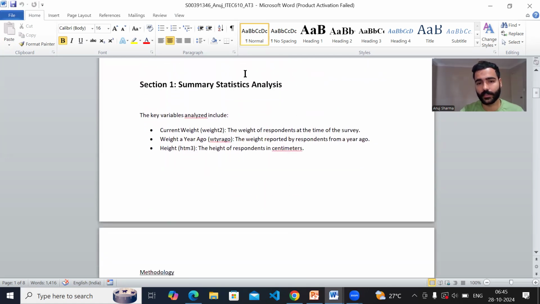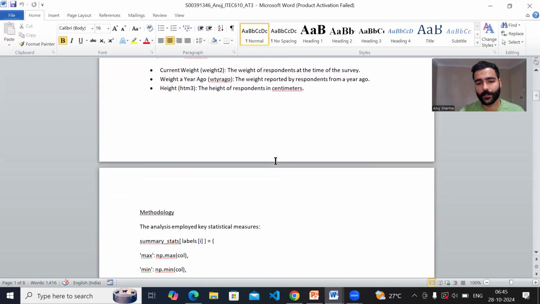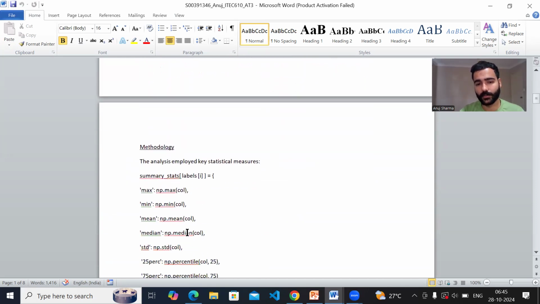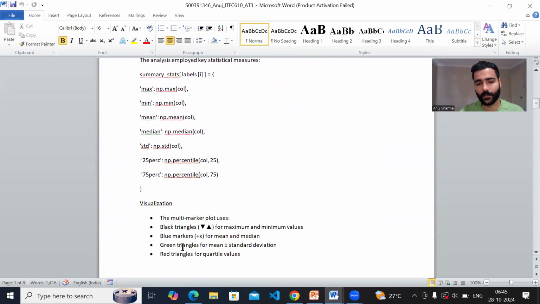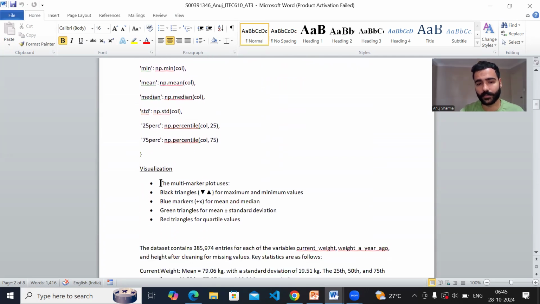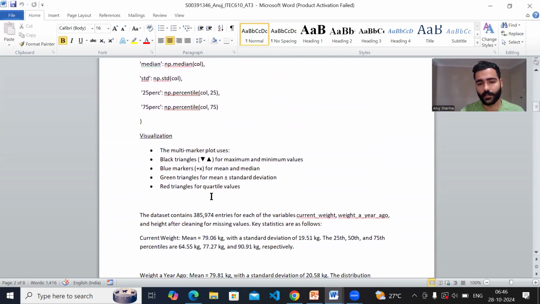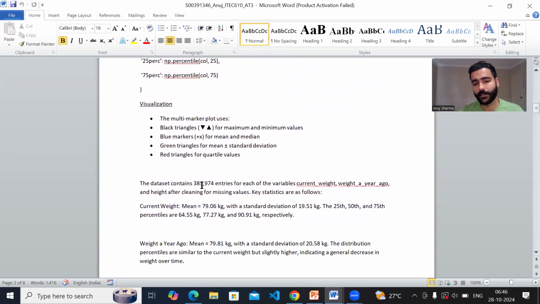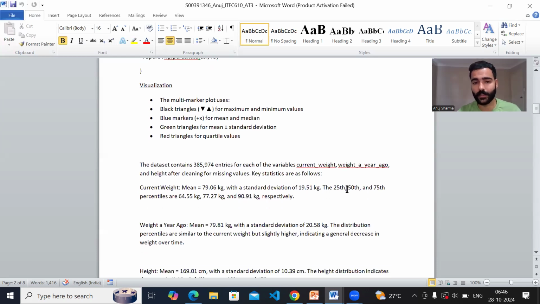Section 1, summary statistical analysis. The key methodology that is used is written over here. And for the visualization purpose, I use these marks. The dataset contains 385,974 entries for each of the variables current weight, weight a year ago, and height after dropping missing values. Key statistics are as follows.